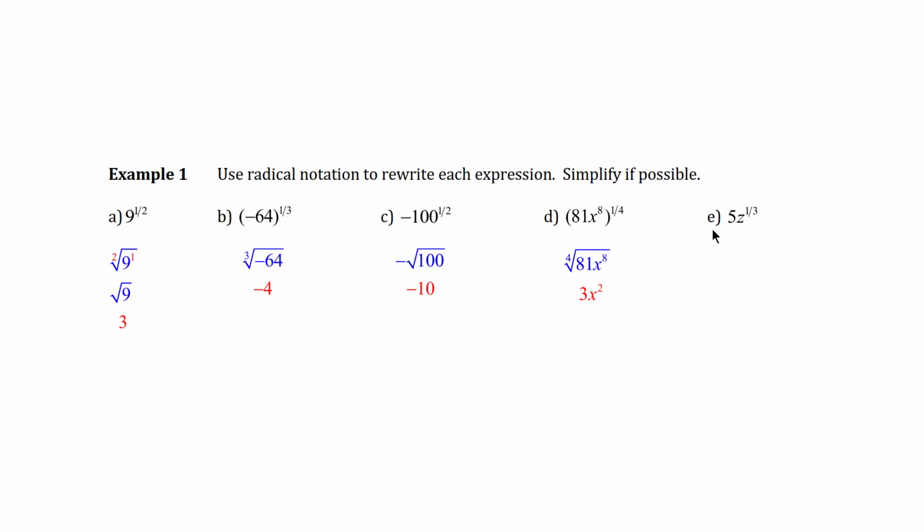For part E, we have 5z to the 1/3 power. Because the 1/3 is only on the z, we don't include 5 under the radical. So we get 5 times the cube root of z.